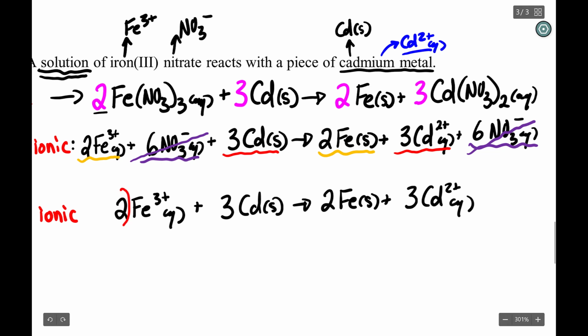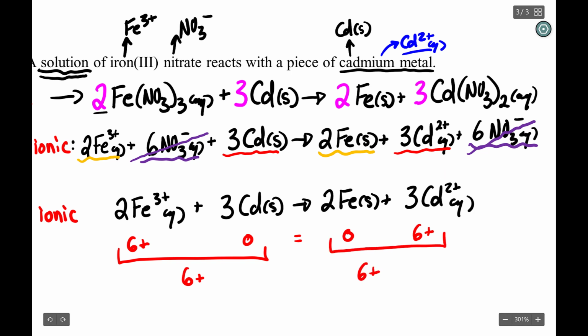Starting with the iron, it's 2 times 3 is 6 plus. Then I have 3 times nothing, which is nothing. So the grand total on this side is 6 plus. Then I have 2 times nothing, which is nothing. And then I have 3 times 2 plus, so that's going to give me 6 plus. And so the grand total is going to be 6 plus. 6 plus is equal to 6 plus, and I've got it right.